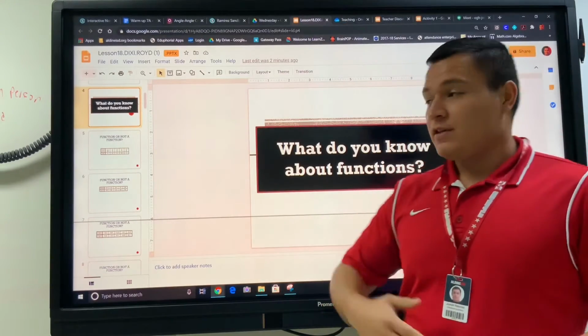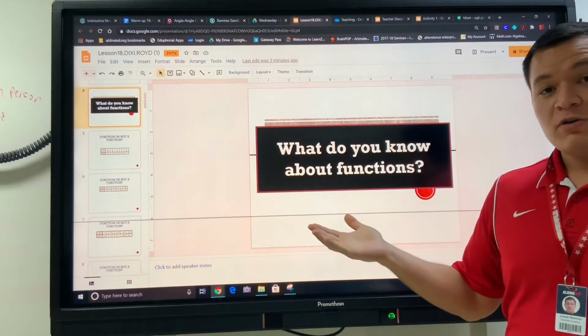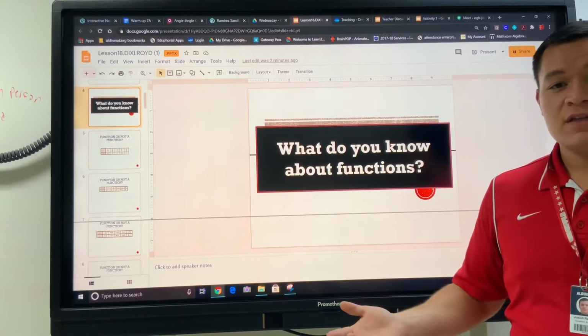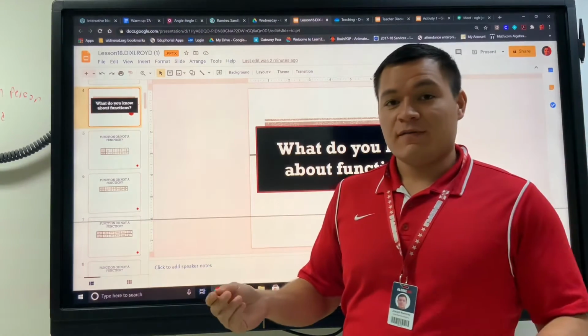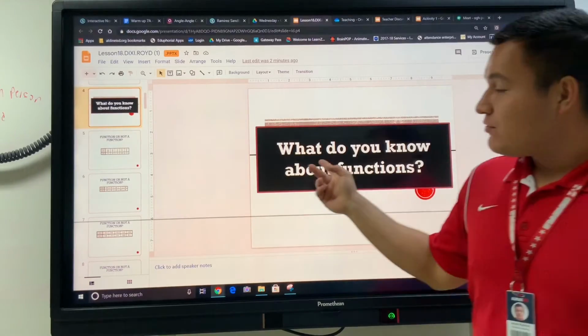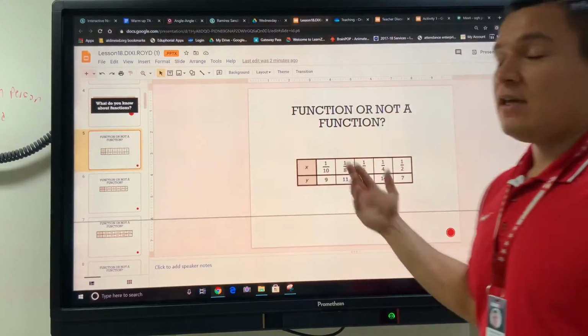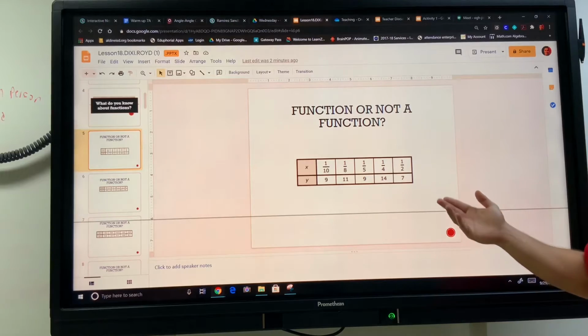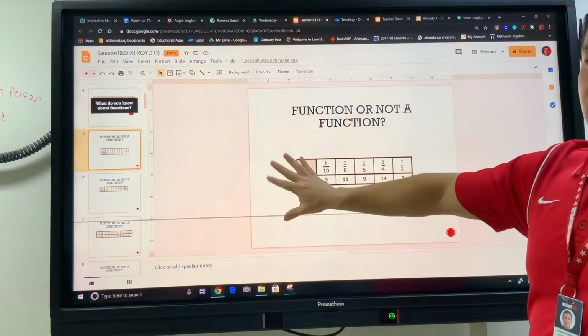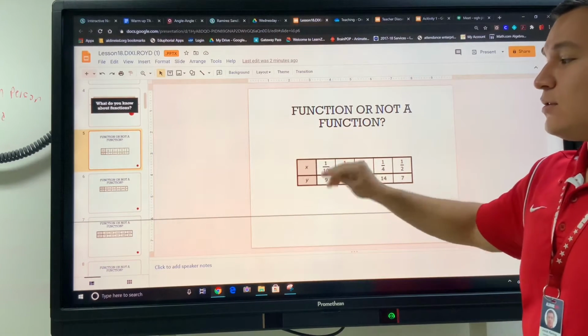Today we're going to start with just reviewing what we already know about functions, and then we're going to move on into a little bit more of domain and range. So let's review some of these things about functions. We're just going to say, is this a function or is it not a function? You don't need to write all of these in your notebook, but I'll tell you which ones you do need to draw or write.